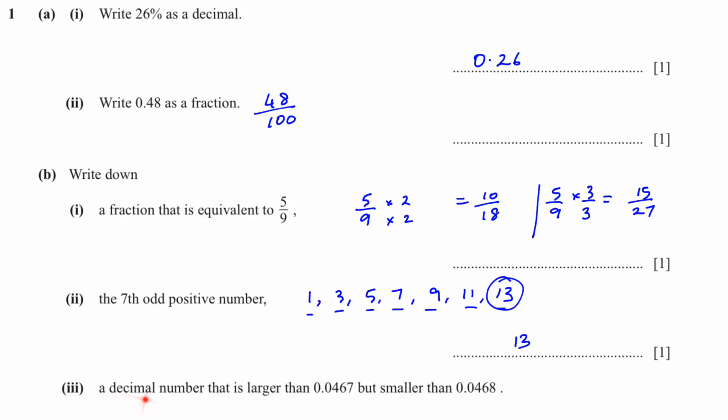B3, a decimal number that is larger than 0.0467 but smaller than 0.0468. Write down the small number 0.0467. After 7 you can put in any number, maybe 1, 2, 3. All these numbers will be less than 0.0468.